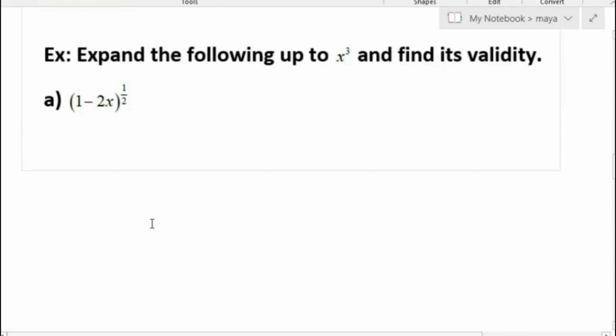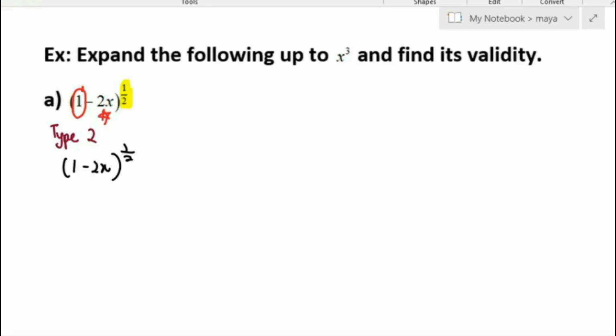So for example, when you do your expansion, first see your power. This is type 2, where your power is not a positive integer. When you're using type 2, another thing you need to check is that it always starts with 1. So this is my star, my diamond there. From here, we identify our power is 1 over 2, then the diamond thing, or I use star, will be negative 2x. Expand the following up to x power of 3 and find its validity.